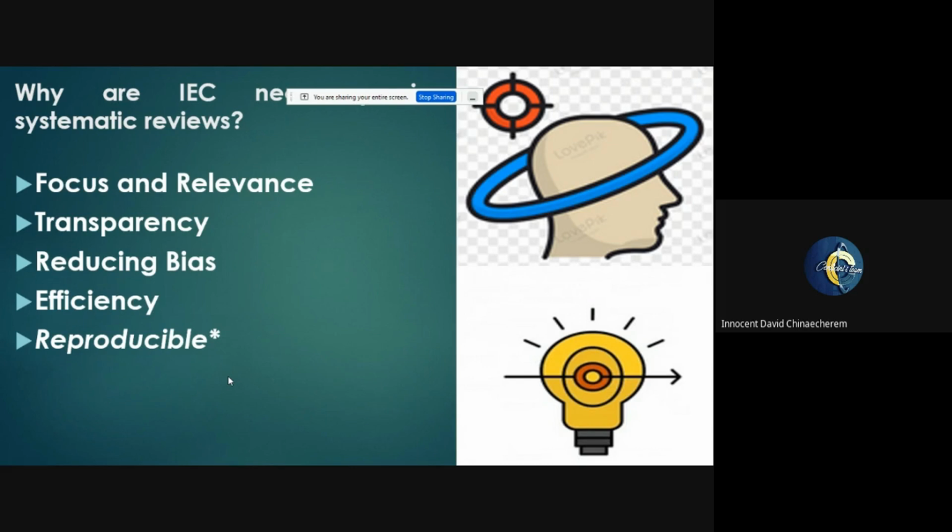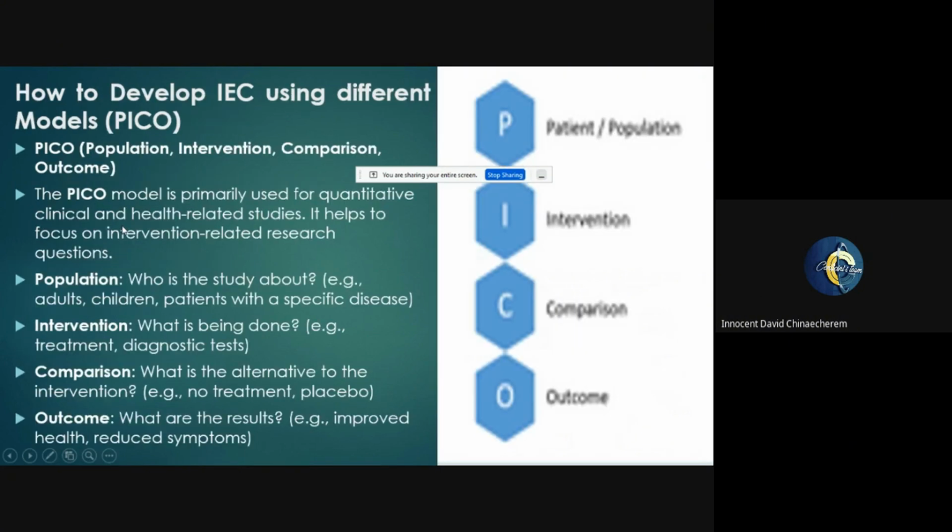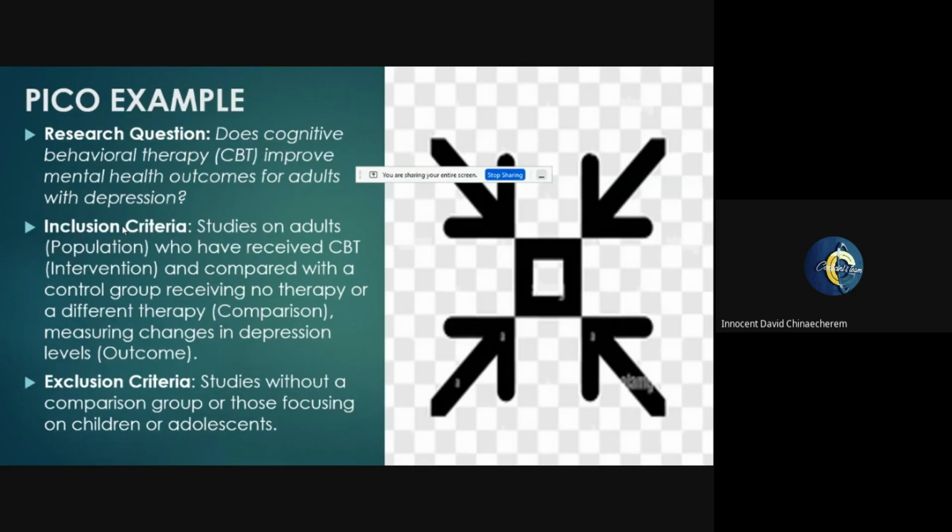And we looked at the reason for performing a systematic review, and for performing inclusion and exclusion criteria in a systematic review. It has to have focus, be transparent, reduce bias, be efficient, and be reproducible. And then we went further to look at some of the models like the PICO model, where we had a very detailed example. Look at the example here.